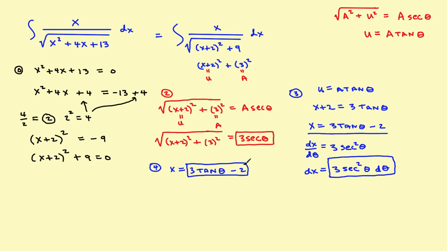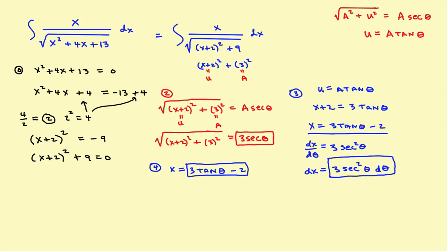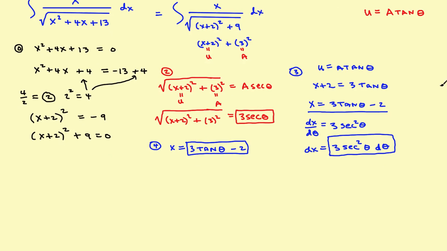So in these 3 boxes are the 3 things that you need to change this from an x problem into a theta problem. So looking at our steps, and again, same steps we've used in the previous problems. Now go ahead and rewrite the integral in terms of theta. So when we rewrite it in terms of theta, we'll scoot things down just a little bit here. This will be step number 5.